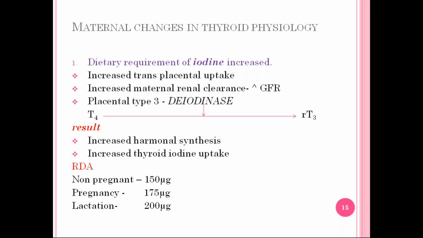GFR is increased, and because GFR is increased, iodine is also excreted more. Also, in the placenta, deiodinase enzyme is produced, which will convert T4 to T3, so the active form is increased. All this results in increased hormone synthesis because of the increased requirement. Hormone synthesis is increased, and iodine uptake is also increased. The recommended daily allowance in non-pregnant women is 150 micrograms, in pregnancy it is increased to 175, and in lactation it is increased still further. So the requirement of iodine is increased.